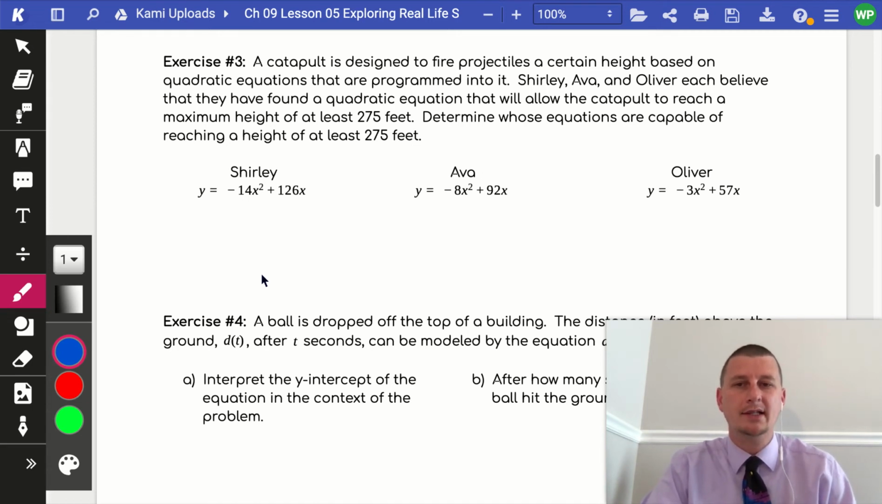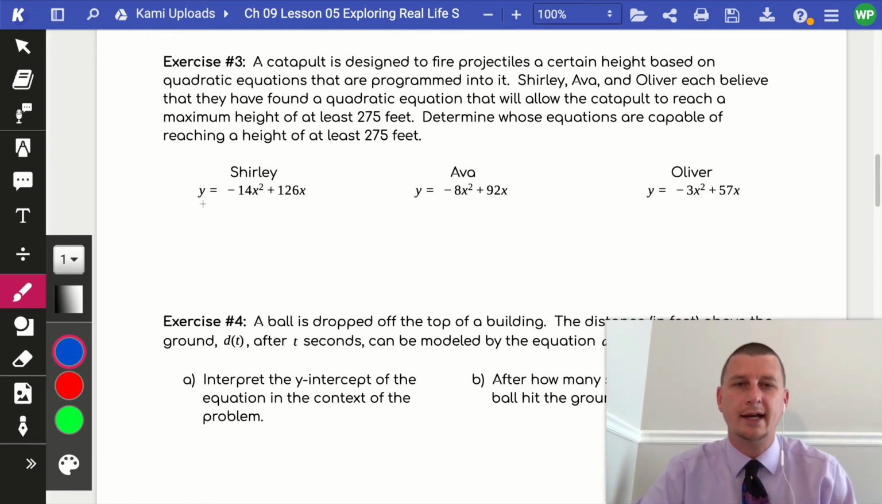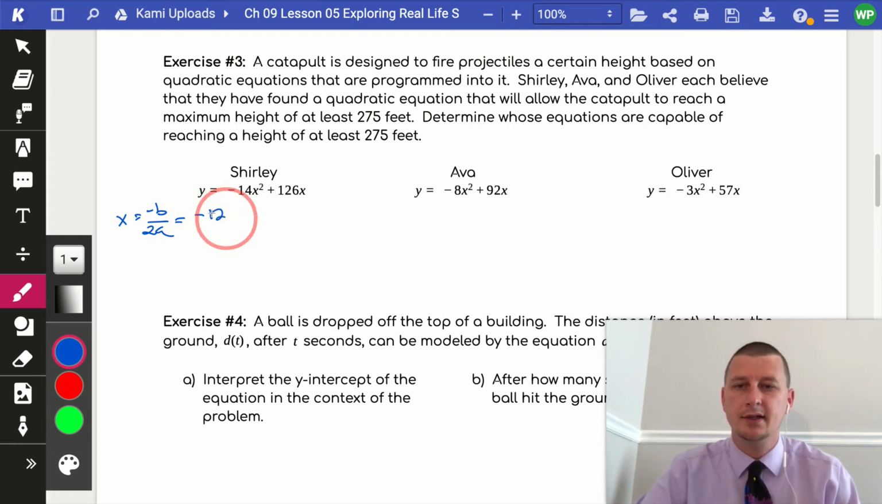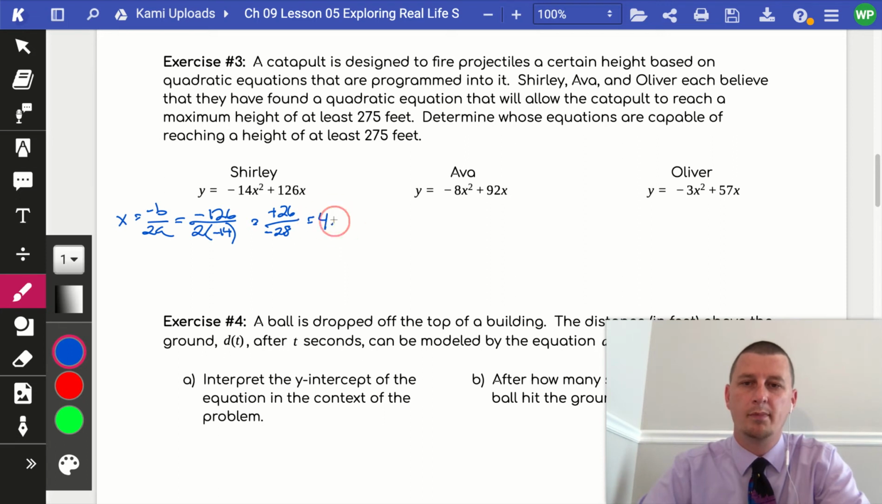So we're going to be finding our maximum heights 3 times here. And to do that, we're going to be using our axis of symmetry formula. So we're going to start off with x equals negative b over 2 times a. And we know that our b value for Shirley is going to be 126. So let's make that negative 126 because it's negative b, divided by 2 times a, and a is going to be negative 14. So now we're going to have negative 126 divided by negative 28. And negative 126 divided by negative 28 is going to be positive 4.5.